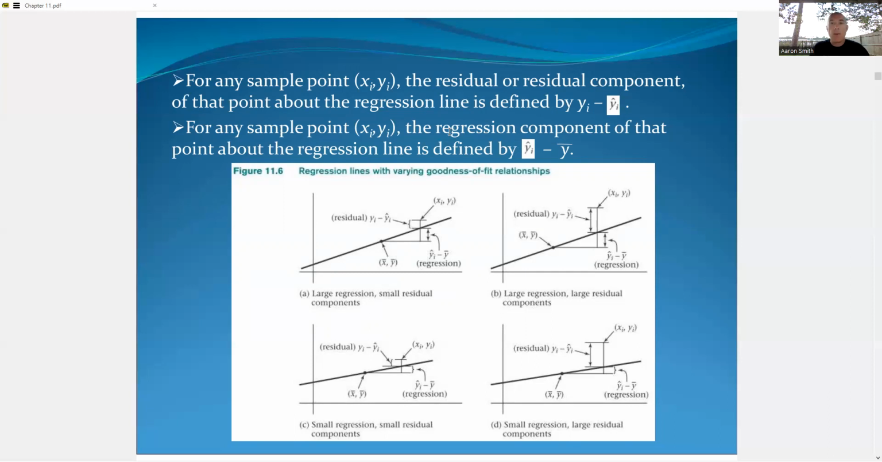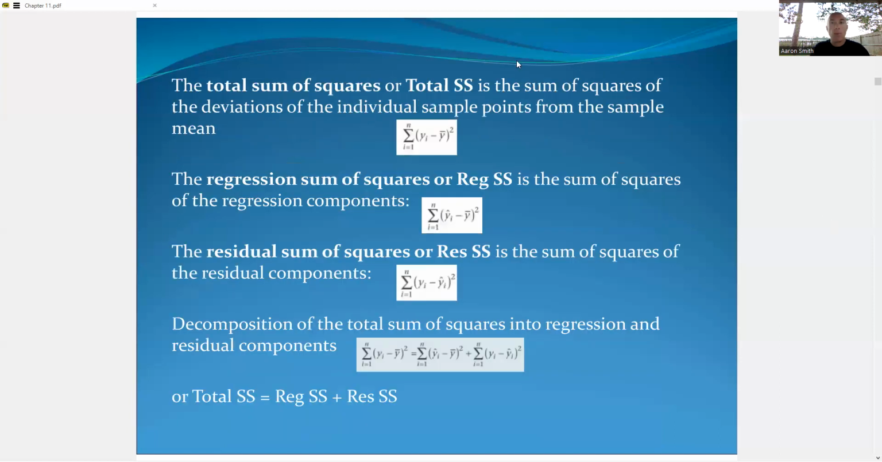And so this is called the regression component of the deviation of the point about the regression line. This is how much the model deviates from the average y value. So how much does the model deviate from a simpler model without using the predictor variable? All right, so the total sum of squares is going to be y minus y bar, squared, add them up. Now, the regression sum of squares is the deviation between the model and the sample average. So model value minus y bar, square it, add them all up. Now, the residual sum of squares is the difference between our data and our model. So observed data minus our model, square it, add them all up.